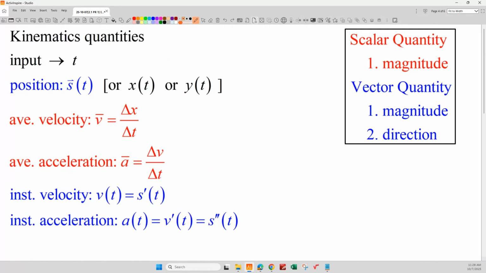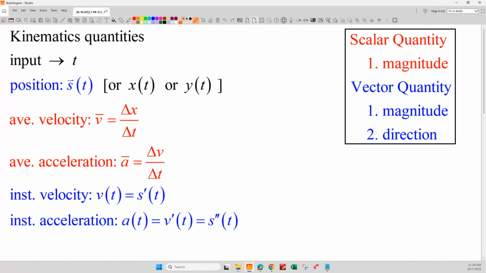So let's remind ourselves about kinematics quantities. And some of you aren't in physics, so this is going to be a little bit new. If you're not in physics, take it in college, because it's like the best thing you could ever learn. Physics is so cool. It explains everything. It's just awesome. So the input for kinematics is t.